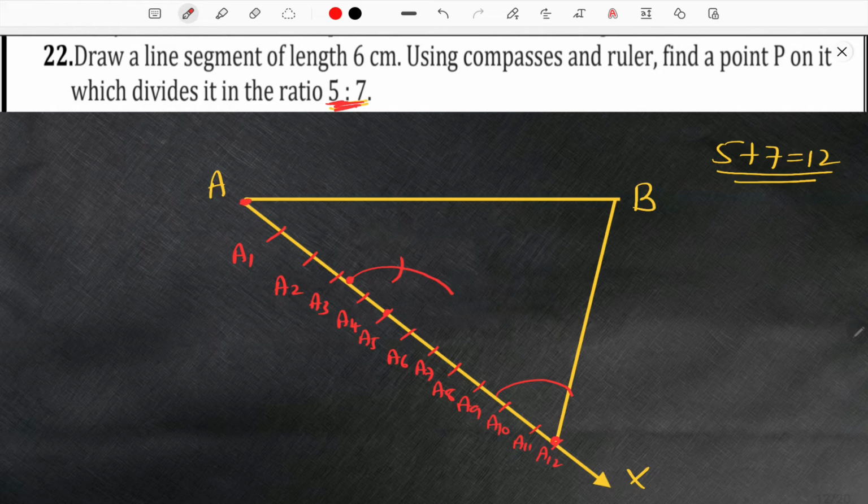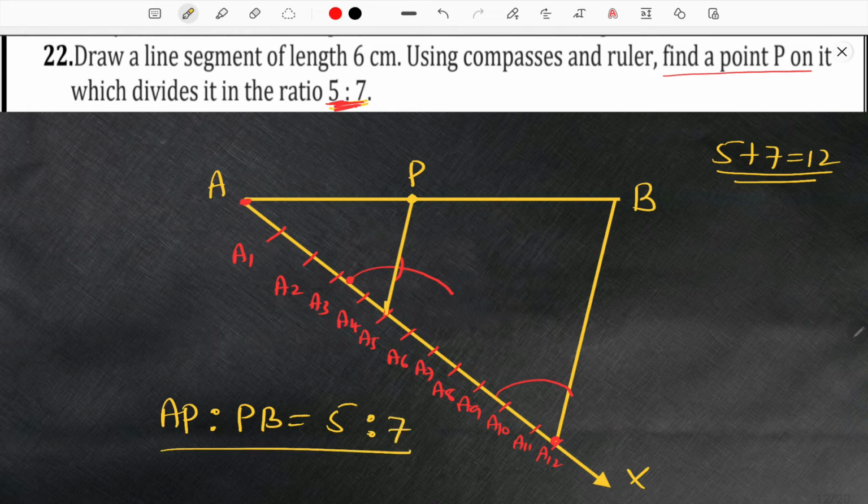Then you are supposed to join A5 through this intersection, and I get a point here which we will name as P. We can name it as C also, but they are specifically asking to find a point P. So what is the ratio of AP to PB? AP is 5 parts and PB is 7 parts. The justification can also be given through the basic proportionality theorem or Thales theorem, but they are not asking for any justification. They are just asking for this construction.